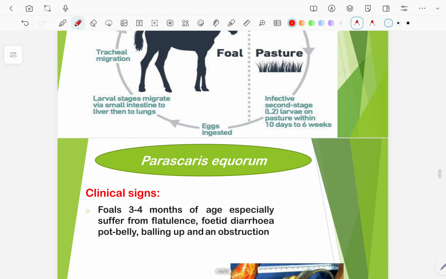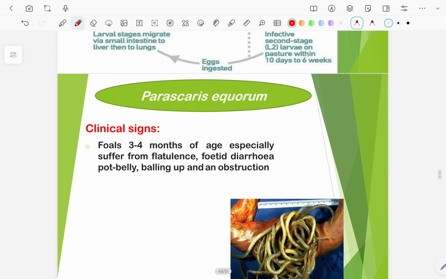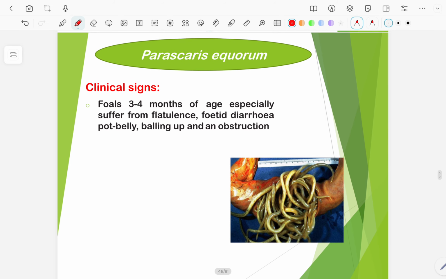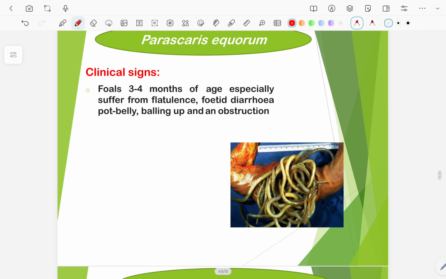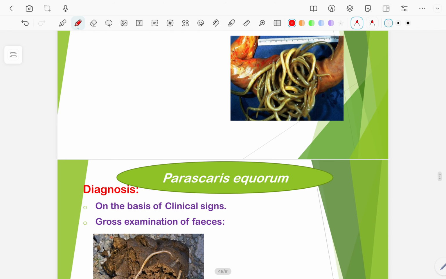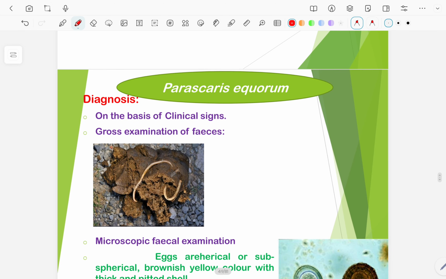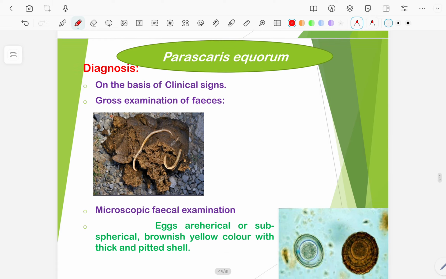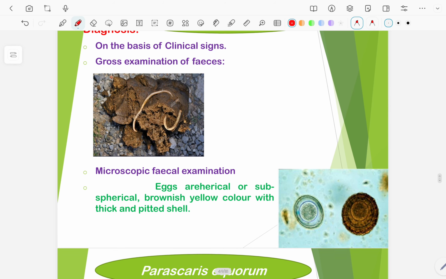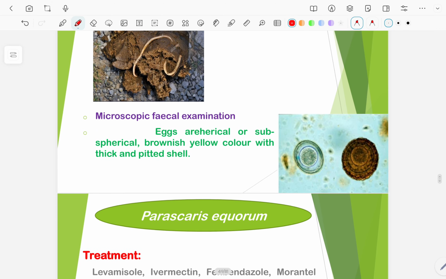Parascaris equorum clinical signs: foals of 3 to 4 months of age especially suffer from flatulence, fatigue, diarrhea, pot belly, belly ache, and obstruction. Diagnosis is on the basis of clinical signs, gross examination of feces, and microscopic fecal examination. Egg is globular or subspherical, brownish yellow in color with a thick and pitted shell.